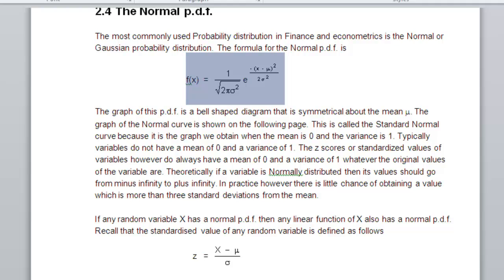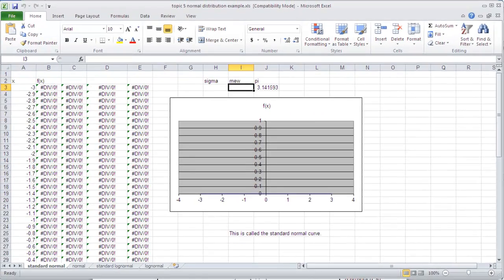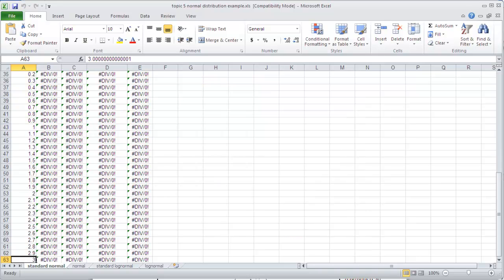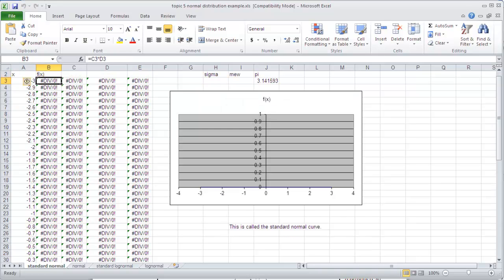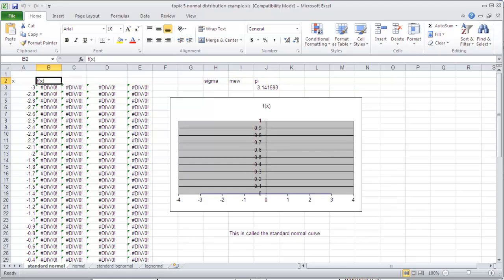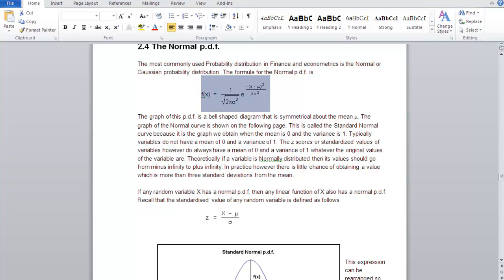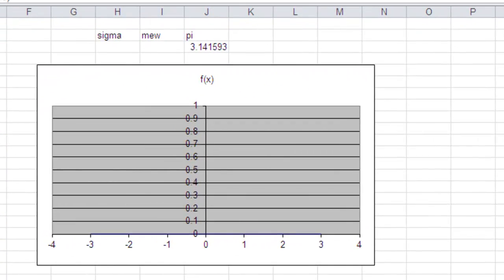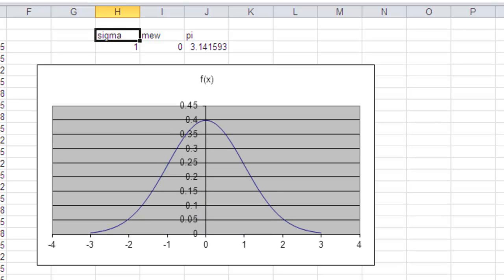Now, if we want to go through and look at example 5c, what I've got here are the values of x, which go from -3 to +3. These things here I've worked out using this formula, and the spreadsheet works all this out. But at the moment, I don't have mu or sigma. So let me make mu, which is the mean, 0, and let's make sigma equal to 1. Now, if I do that, you can see what I've got.